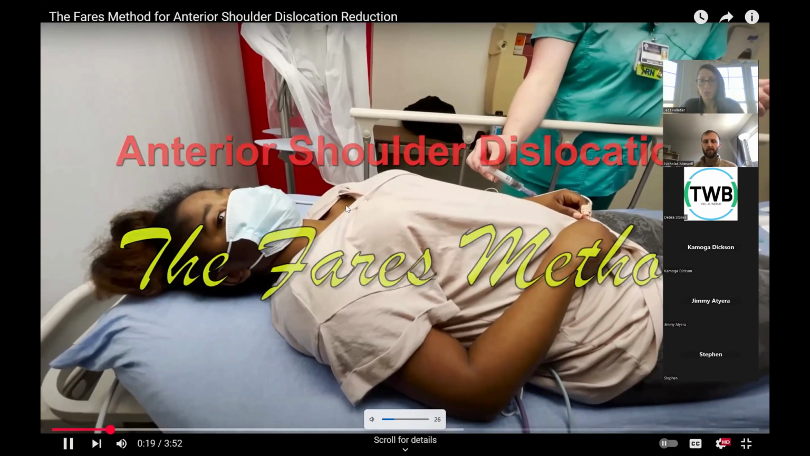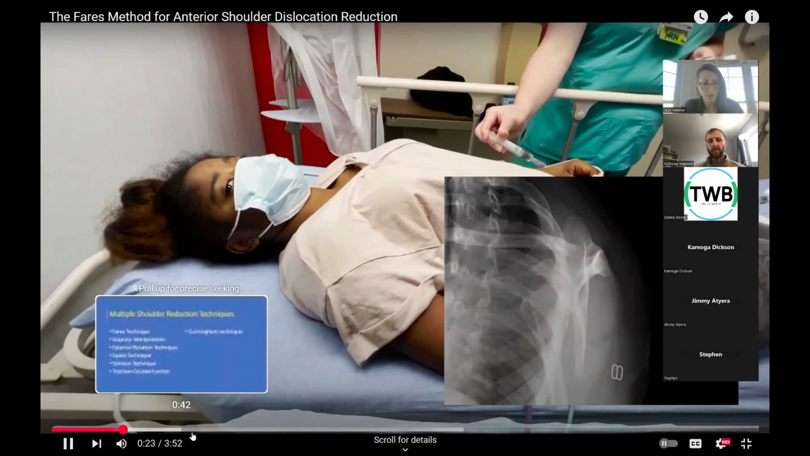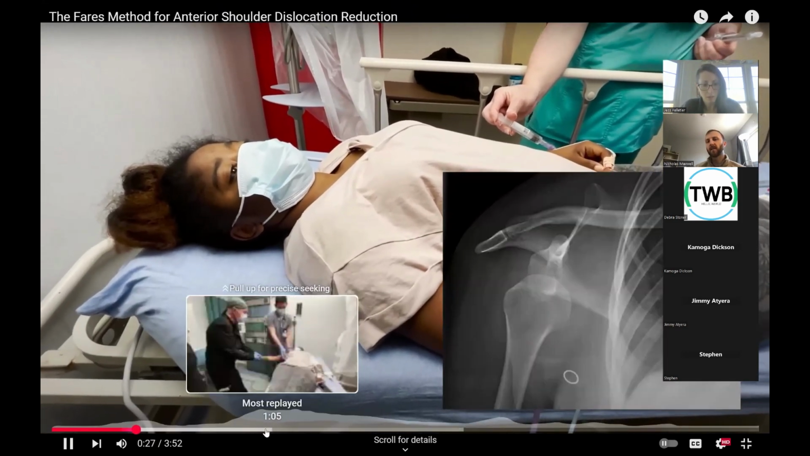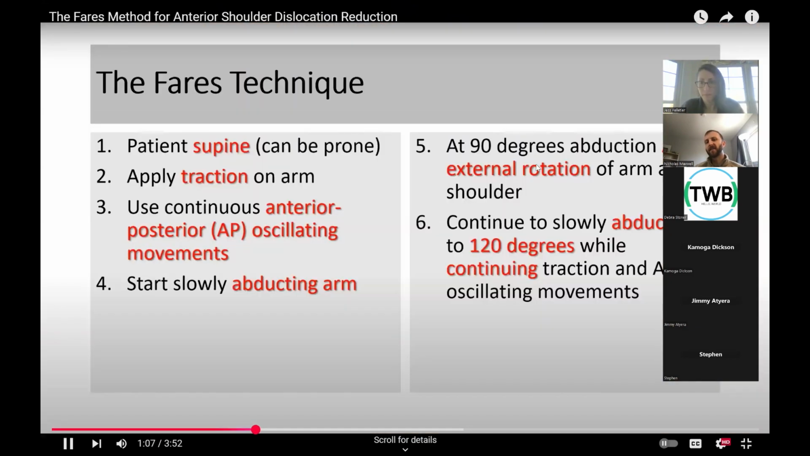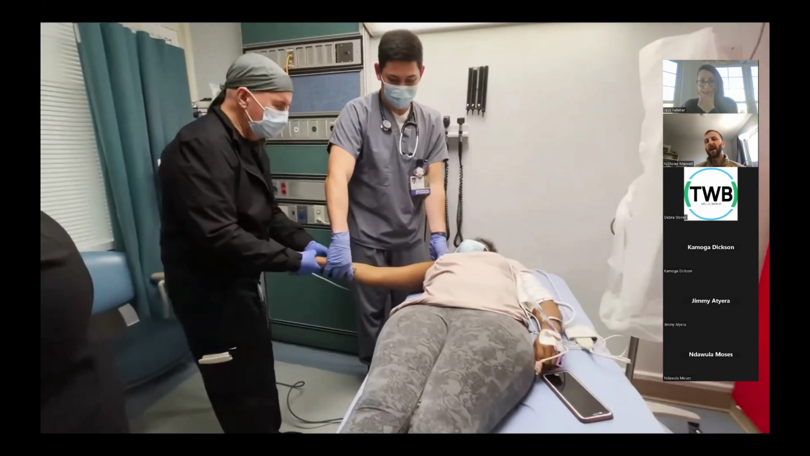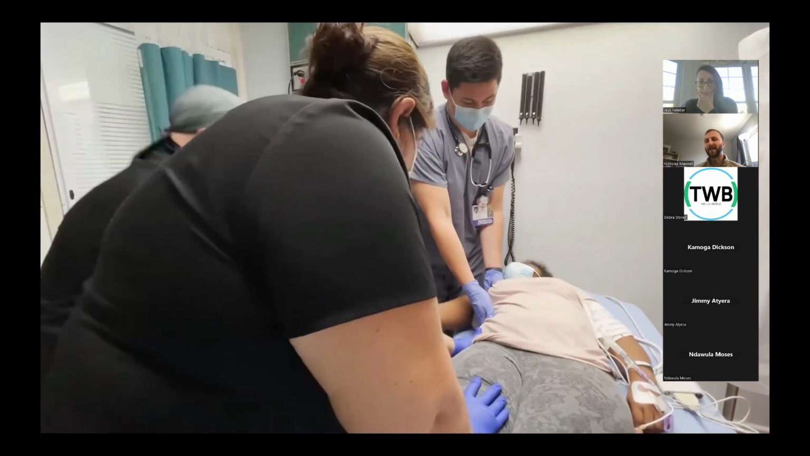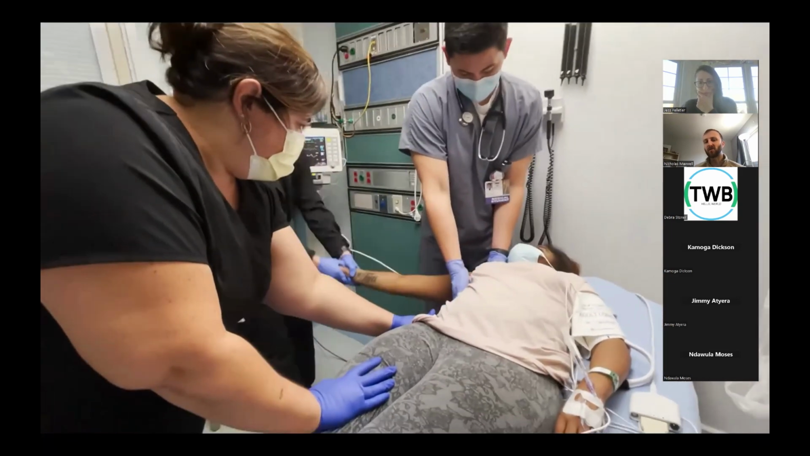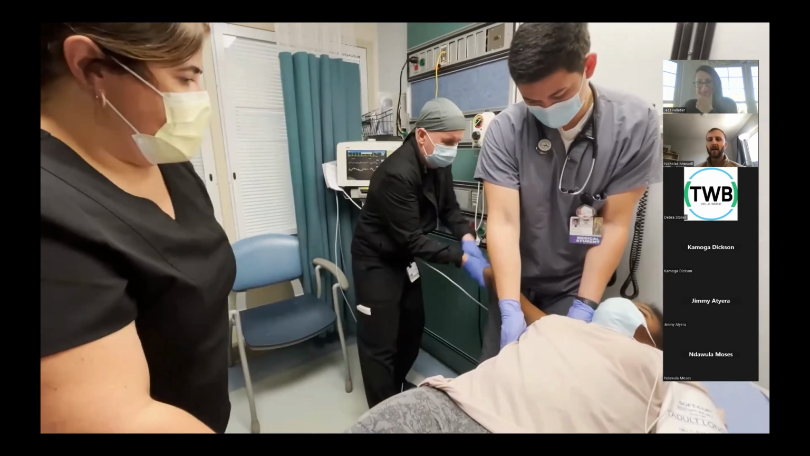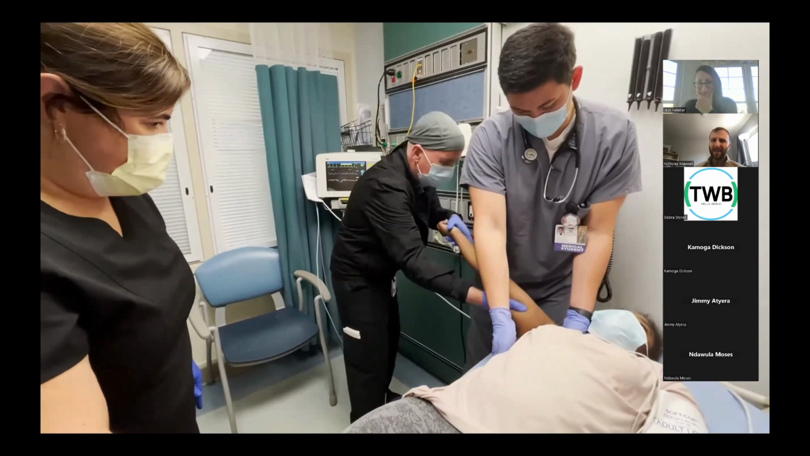It's more about watching what they're doing with the FARES. So I'll skip ahead to when they actually start manipulating her. I will say, like I mentioned in the chat, the couple times I've done this, usually my other techniques haven't quite worked, and my attending will say, how about we try the oscillatory method? It's much less gratifying, where you oftentimes don't feel a nice pop back in. You're messing with it a bunch, and then you look at it and think, I think it's back in.